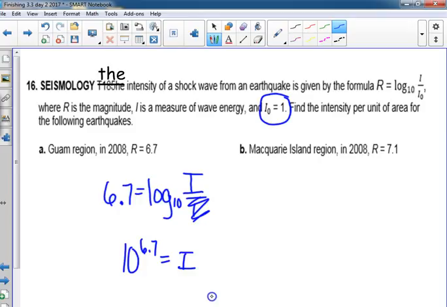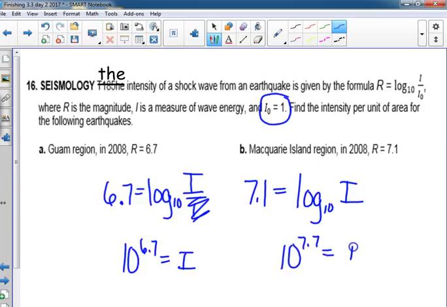Okay. Which is a really ginormous number. Can I just leave it 10 to the 6.7? By the way, that doesn't just add 6 or 7 zeros, right? When you do that 6.7 thing, it's a big mess. Okay. And on this one, what are we going to get? 7.1 equals log base 10 of I becomes, oh, 7.1. Is it weird that they even bothered to put the base 10 there? Usually we don't do that, right?